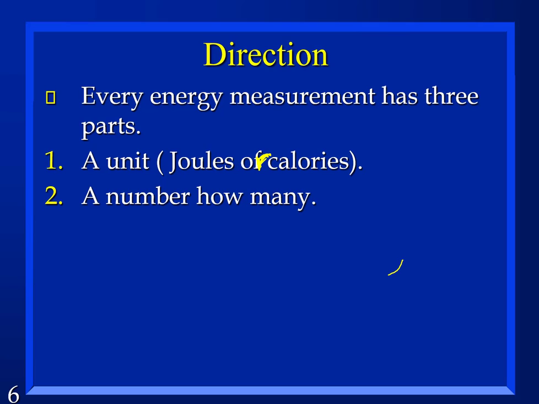A number, how many. So how much heat, how many calories, how many joules. And that's all we had with all of our measurements so far. And that's because none of our measurements so far had a direction. 28 grams of carbon. What direction is that? Well, it's not going anywhere. So to tell a direction, we need a sign. Give me a sign. No, not that kind of sign. Positive or negative.